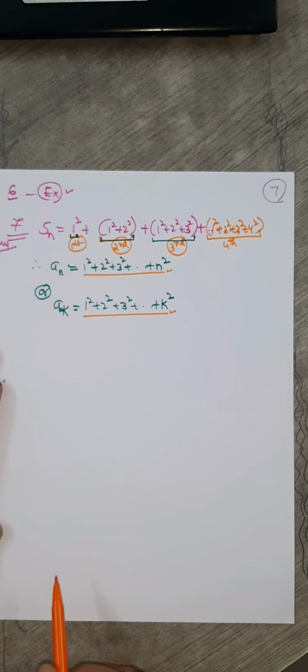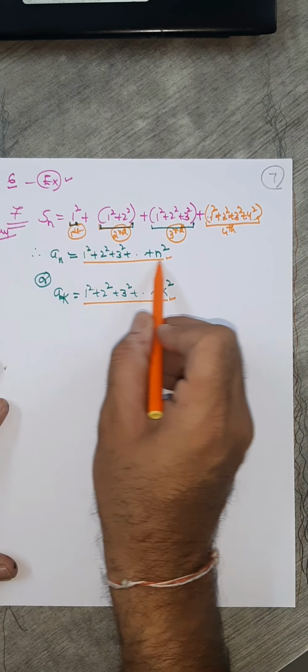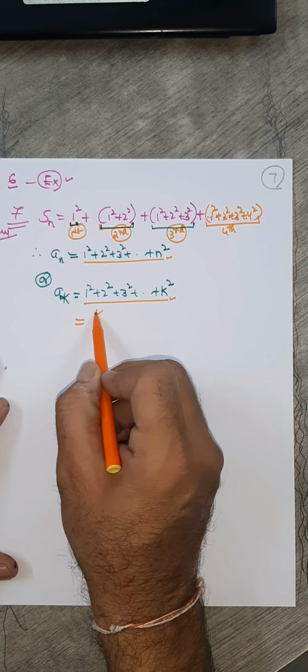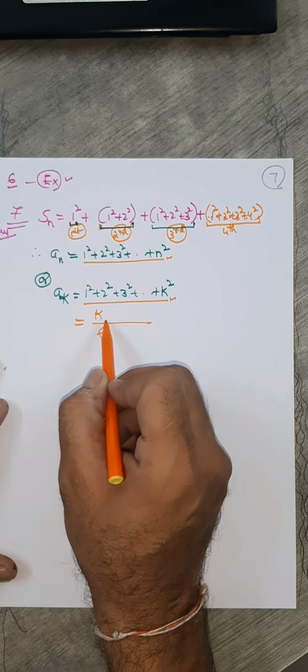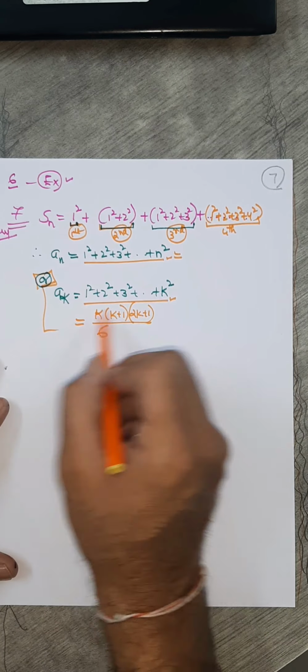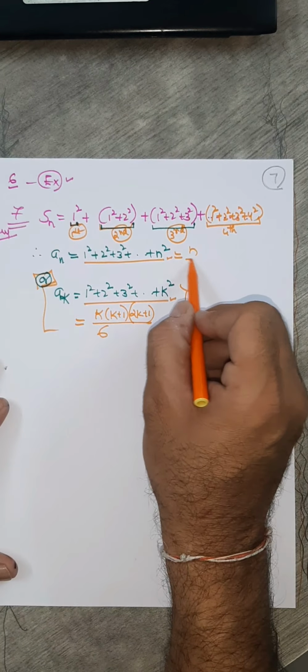Is this clear? So now, simplification. Do you know this is a known formula? I mean both. So what is this? This is k by 6 into k plus 1 into 2k plus 1. I'm showing both. You can write any one of these two, remember. What is this? n by 6 into n plus 1 into 2n plus 1.